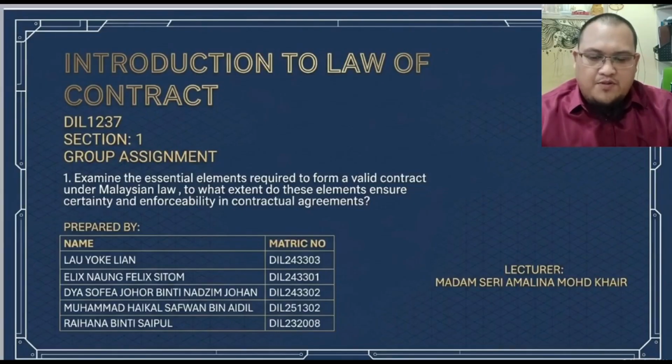Today, I will be presenting our group assignment entitled Examine the essential element required to form a valid contract under Malaysian law and to what extent this element ensure certainty and enforceability in the contractual agreement. This assignment discussed the essential element needed to form a valid contract under Malaysian law and explain how this element help ensure certainty, fairness, and enforceability in contractual relationship.